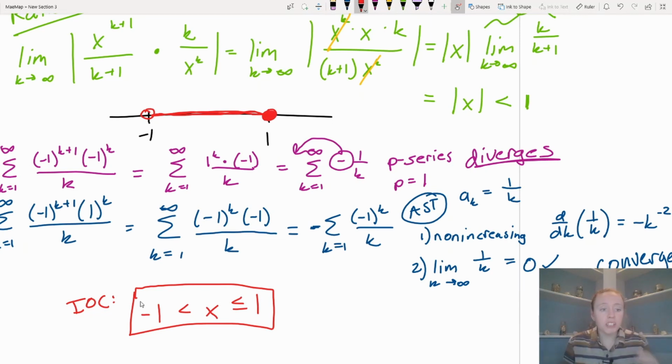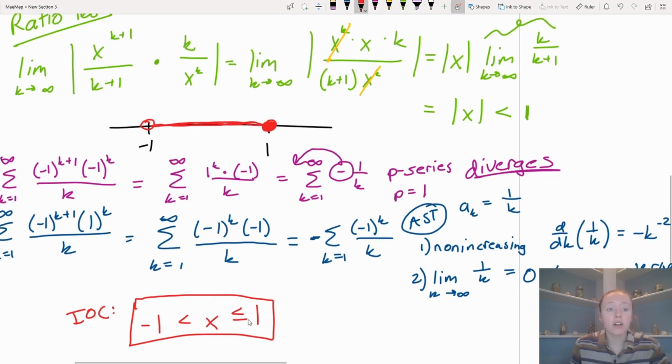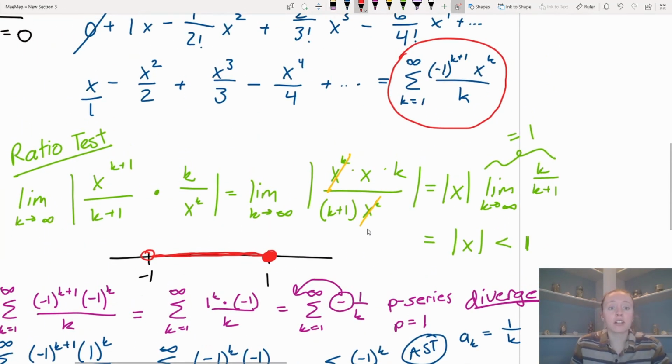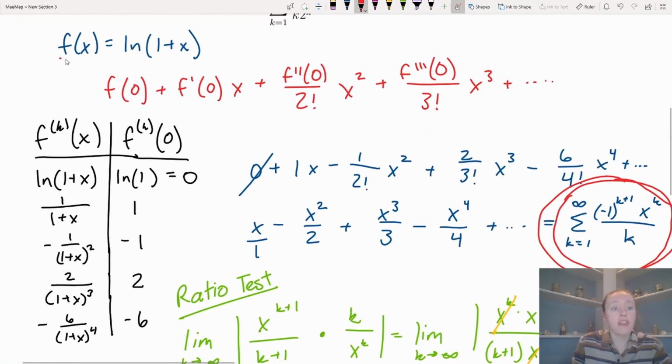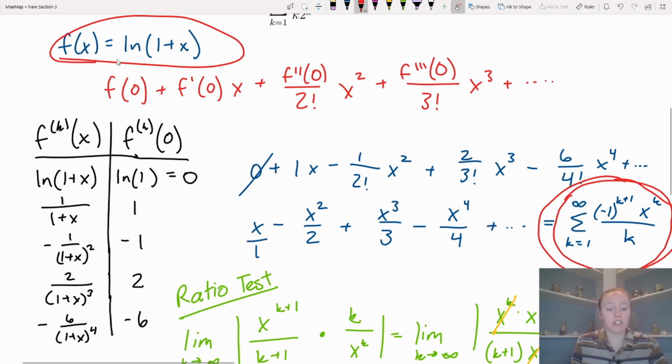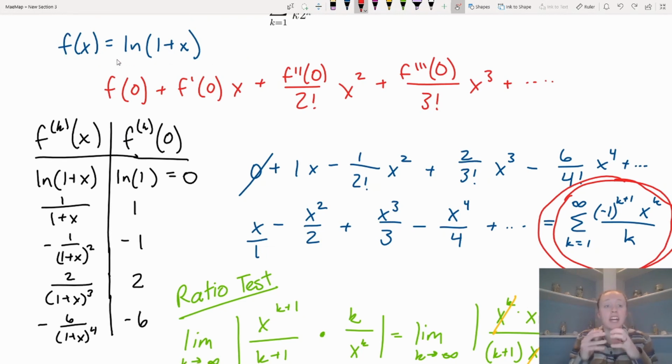So from here, we're saying that as long as x is between -1 and 1, including that +1, then our series is going to be equal to the function. So we're going to actually know what that infinite sum is equal to, as long as x falls within that interval of convergence.